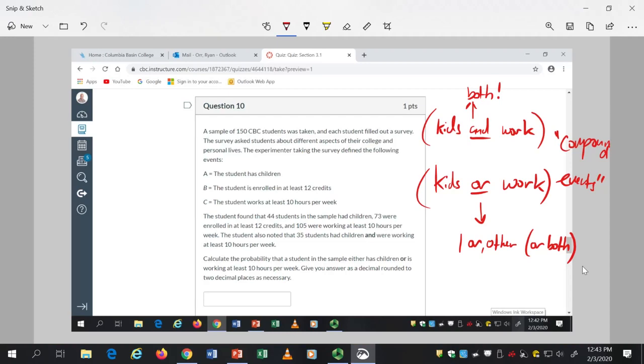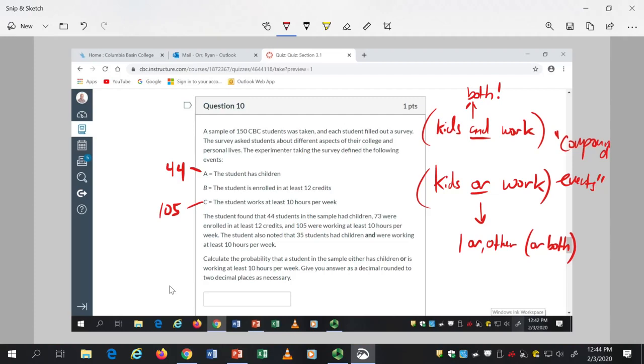Let's see. We know that we're talking about kids or working, so that's A and C. 44 had kids. Yep. And then we also know that 105 were working. But then I also gave you some other information, which becomes important because 35 students were doing both.